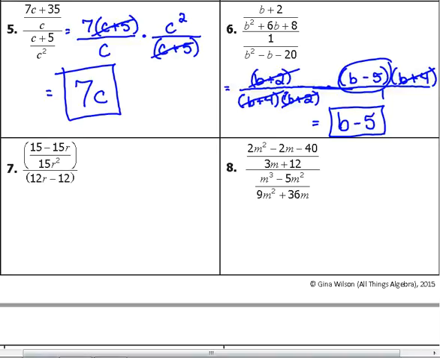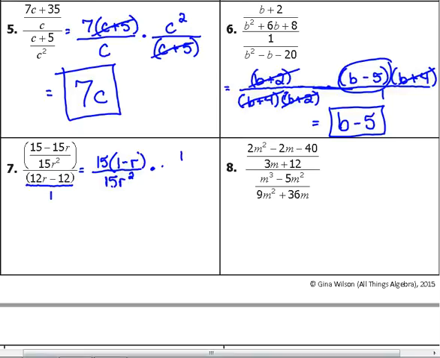Okay, number 7. Let's look at number 7. 15 minus 15R. We can take out a GCF of 15. That leaves us with 1 minus R over 15R squared. It's a monomial, no factoring to be done there. We just leave it the way it is. Times, now that denominator there isn't a fraction. So how do we flip it over? Well, how about we make it a fraction? Just put it over 1.